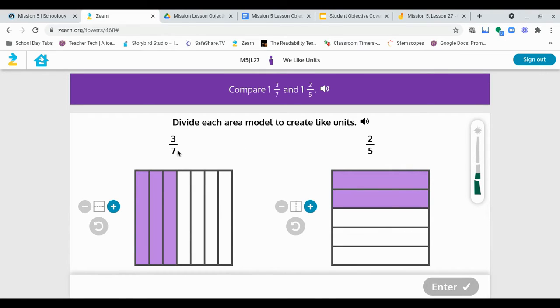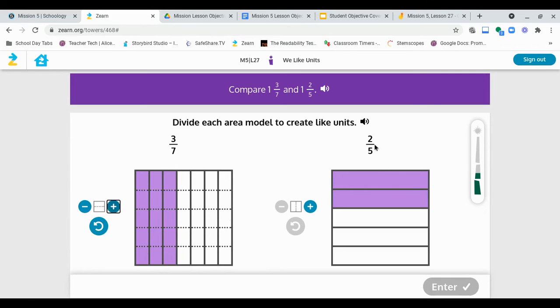Remember, we've done this in previous lessons. What do I look at? To create common denominators, I look at the opposite denominator of what I'm comparing it to and split it into that many rows. If I'm comparing sevenths to fifths, I need to split the sevenths into 5 rows because 5 was the opposite denominator. So I'm going to split it into 5 rows. 1, 2, 3, 4, 5.